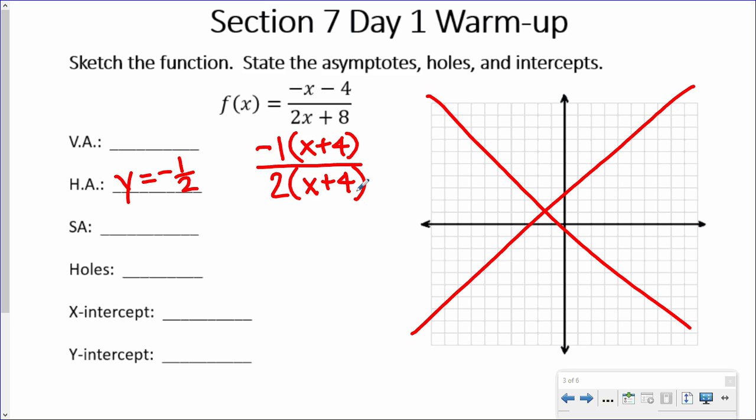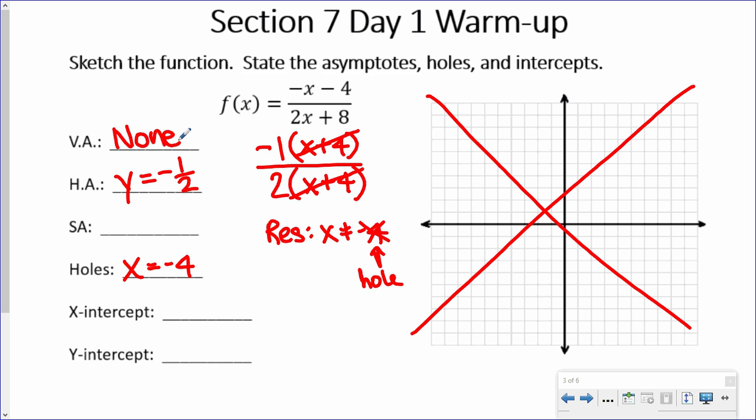Okay, so then my restrictions are x cannot equal -4. Remember that 2 without a variable doesn't give you a restriction. Now you will notice that the x plus 4's cancel, so that creates a hole at x equals -4. So this restriction here is a hole. Now there is nothing left. We've used that. There's no other restrictions left, which means that there are no vertical asymptotes. There's nothing left to be a vertical asymptote.